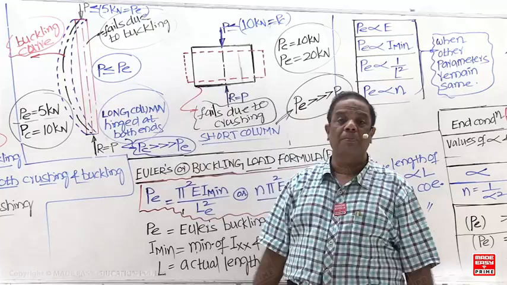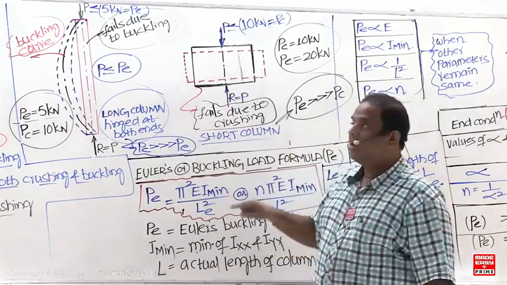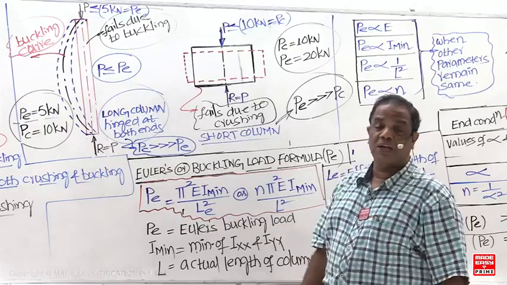Long column should be designed based upon the buckling load. Short column should be designed based upon the crushing load.